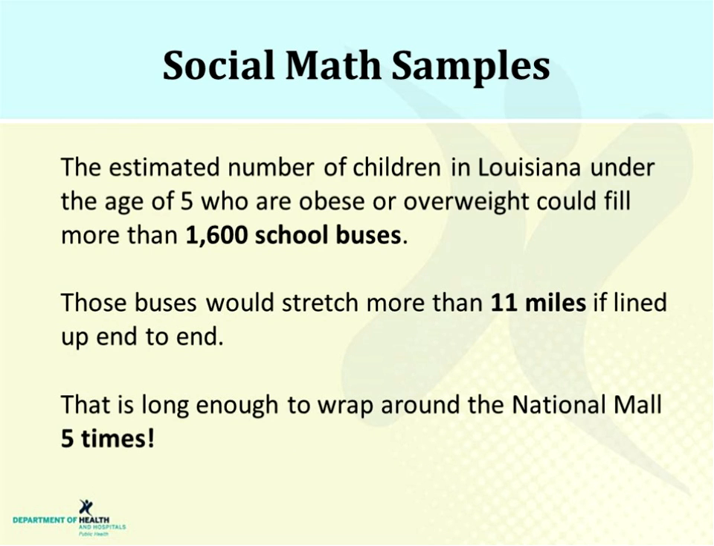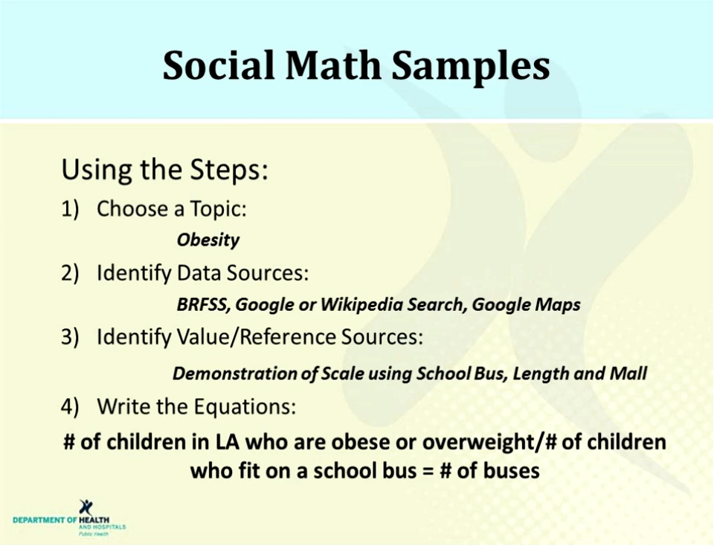This one is actually one of my favorites because I work in schools. I use this one all the time. And this example is the estimated number of children in Louisiana under the age of 5 who are obese or overweight could fill more than 1,600 school buses. Those buses would stretch more than 11 miles if lined up end to end. That is long enough to wrap around the National Mall 5 times.